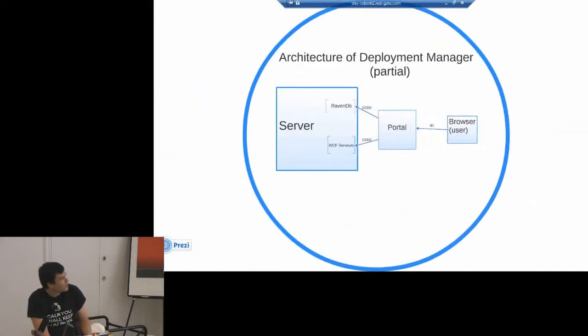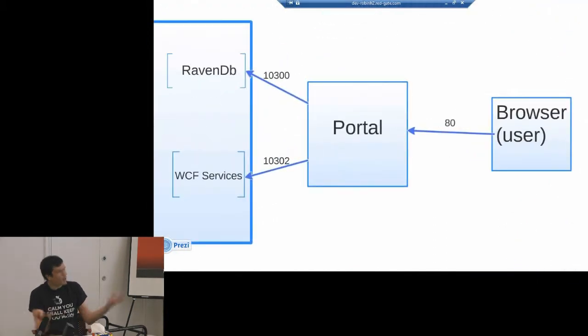So to understand how we use it, you need to know a little bit about how Deployment Manager is built. This is only part of it. Basically, we have a server, which we embed RavenDB into, and we have some WCF services. We have our portal, which is our web app, and that talks to both Raven and the services, and then the browser talks to that. And actually, if you think about it, this is sort of how you build up a web app. You have your web app, and it talks to some data store, and it talks to some APIs and services.